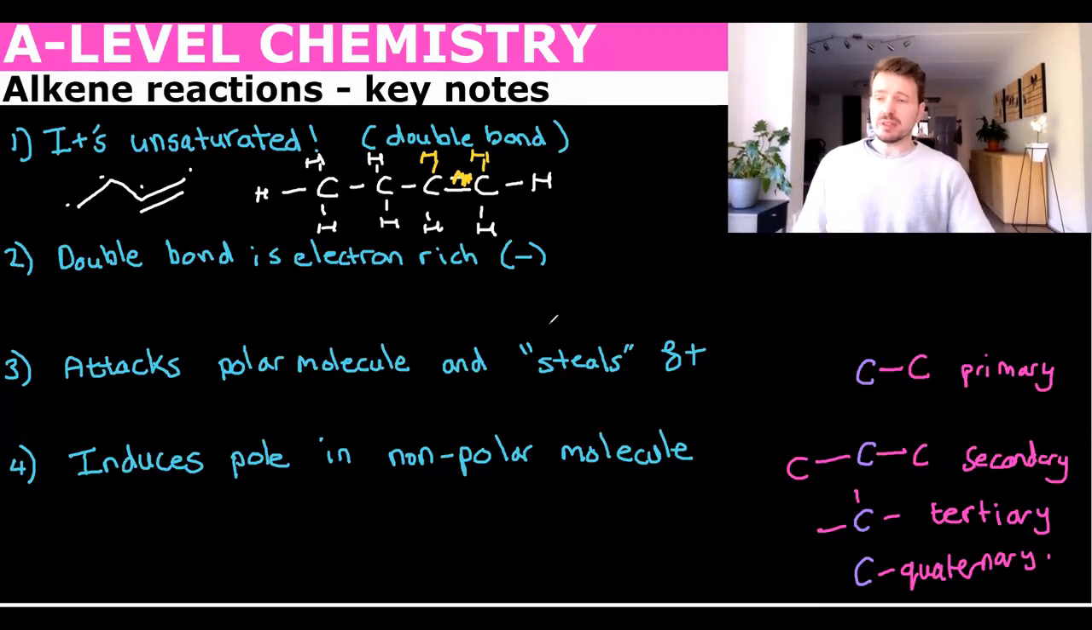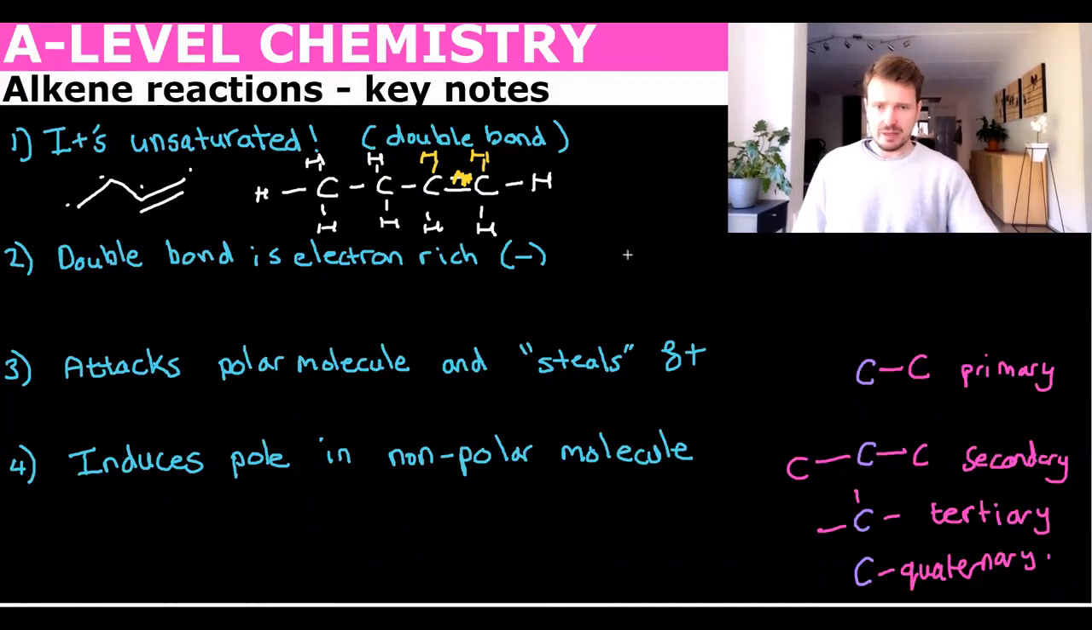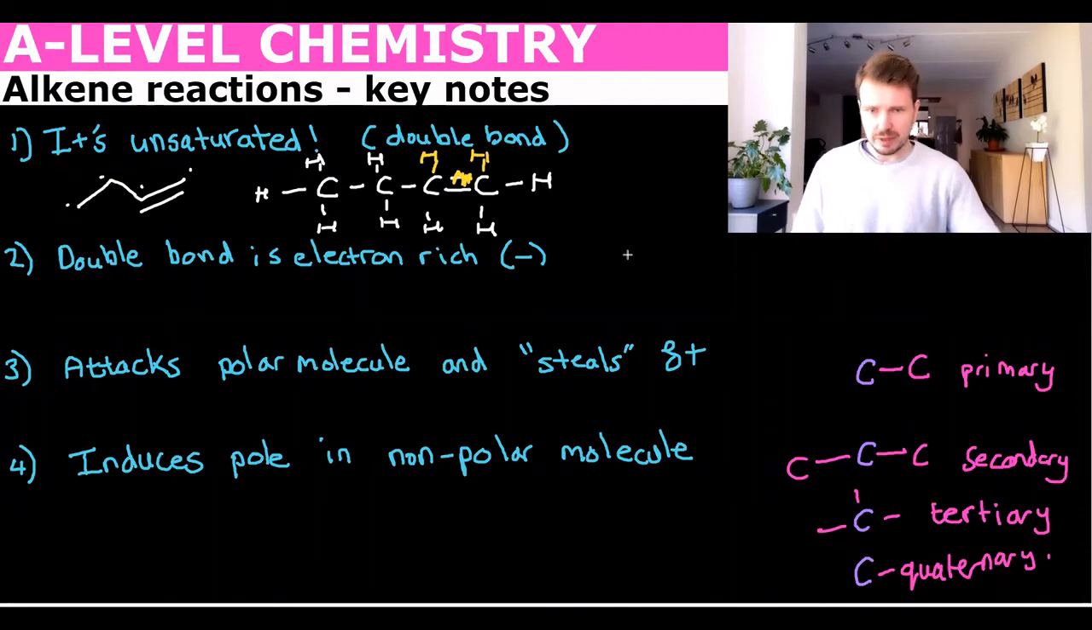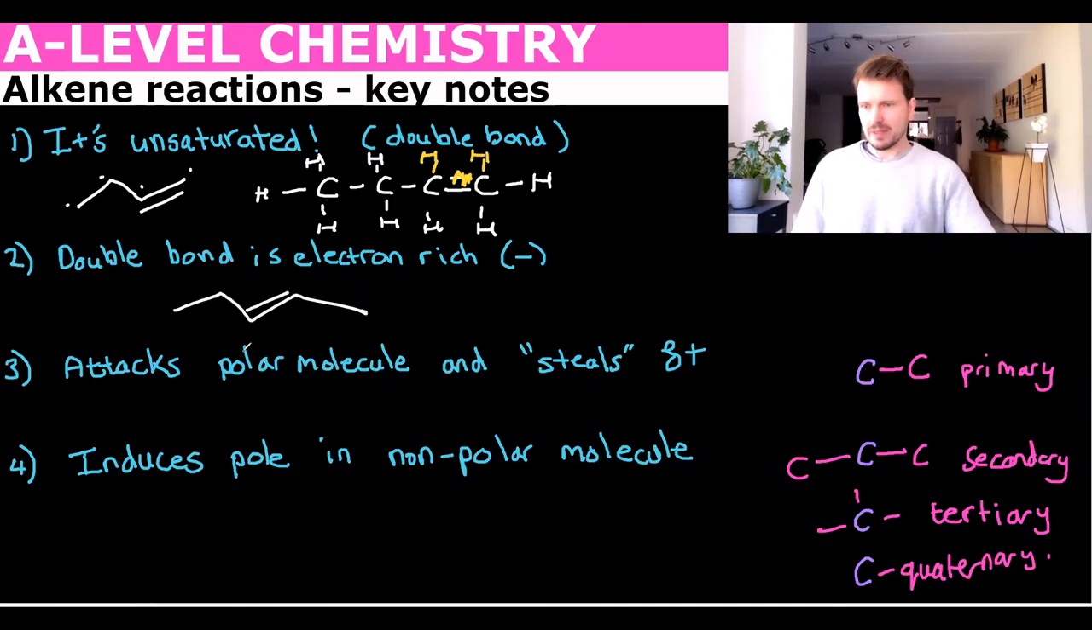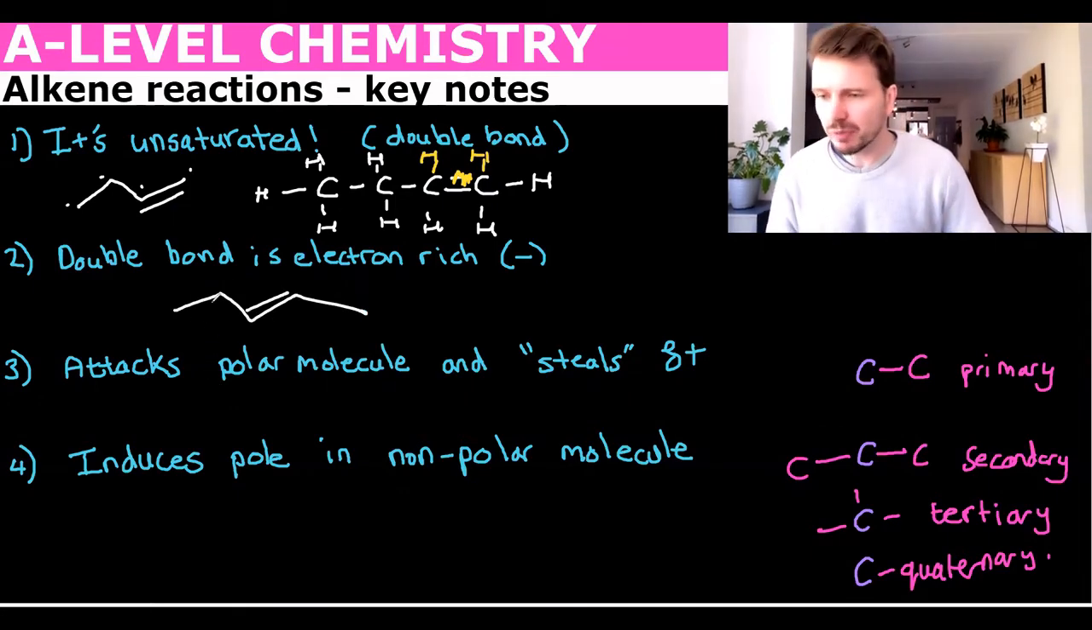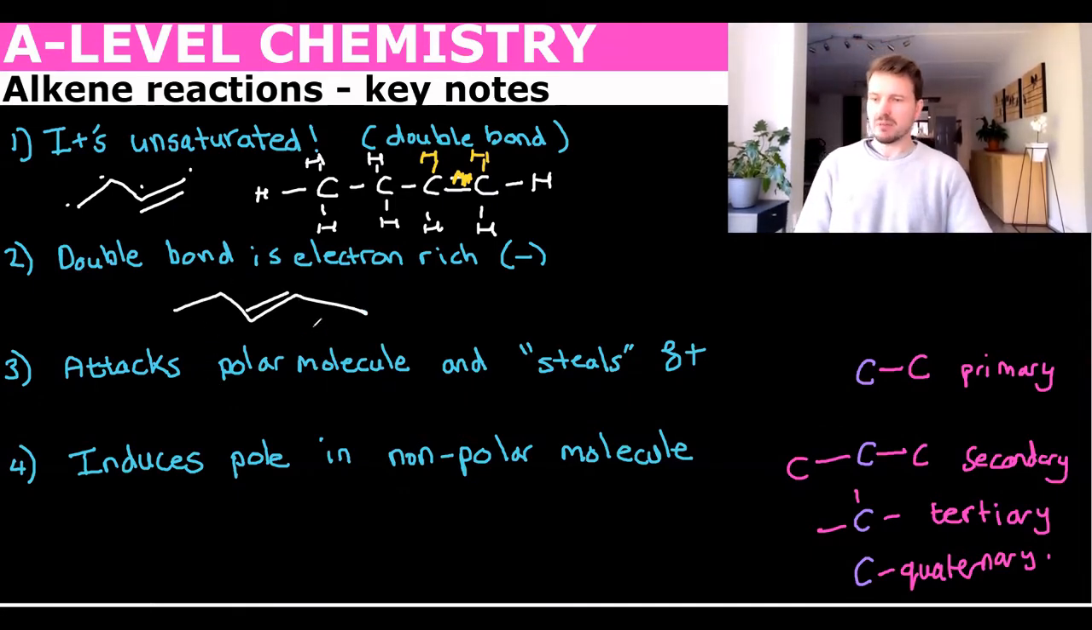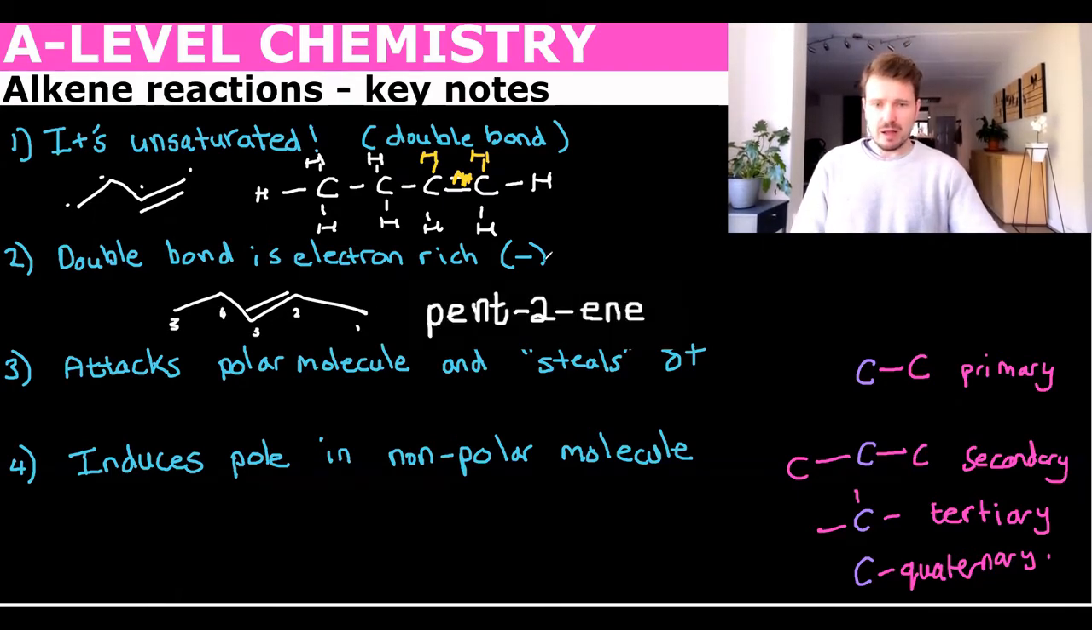Because the next thing we need to know is that this double bond is electron rich. So I'm going to draw another carbon alkene. Okay. And so this is 1, 2, 3, 4, 5 carbons. Double bond is on the second carbon. So this would be our double bond, which is electron rich. Because what is a bond? A bond is paired electrons. So electrons bond in pairs.